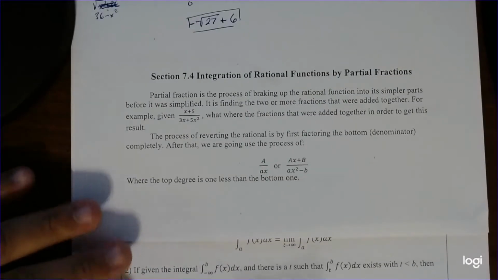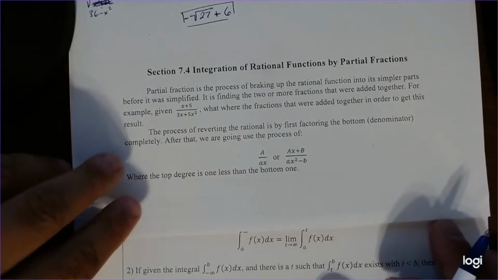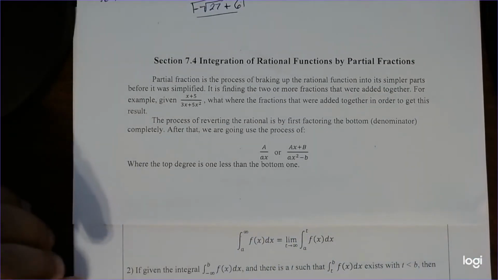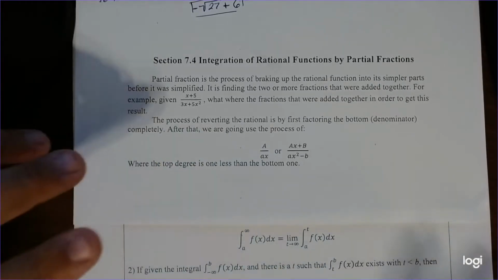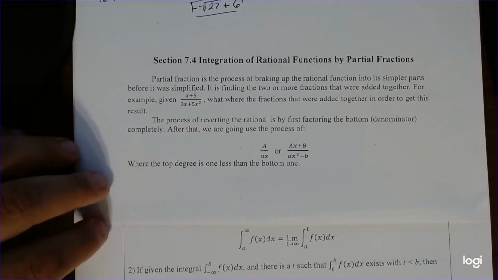For that process, it's pretty simple, but it's tedious and takes a lot of work to deal with. The process of reverting the rational function is by first factoring the bottom, the denominator, completely. Literally factor it completely down. After that, we're going to do the following.